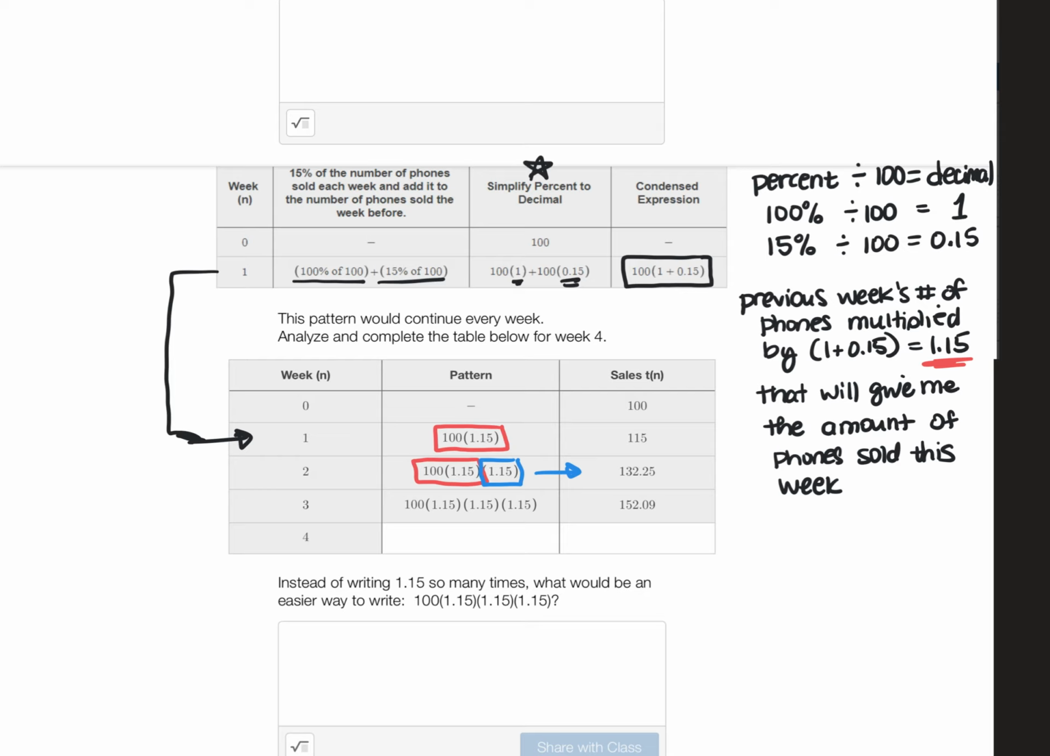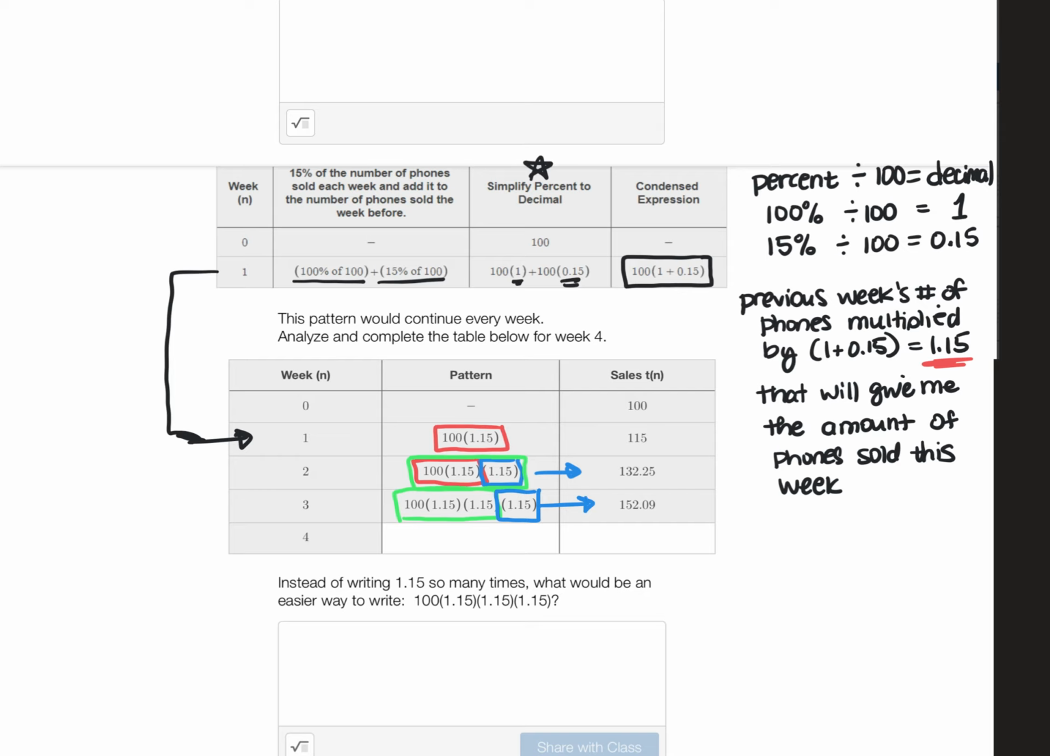So now, when I go to week 3, I have to take everything I did in week 2. So this is everything I did in week 2. And now I need to multiply that by the 1.15 again. And when I do so, I get 152.09.